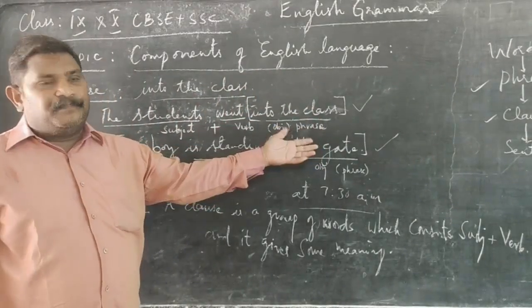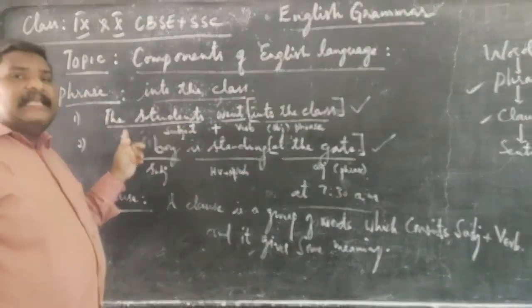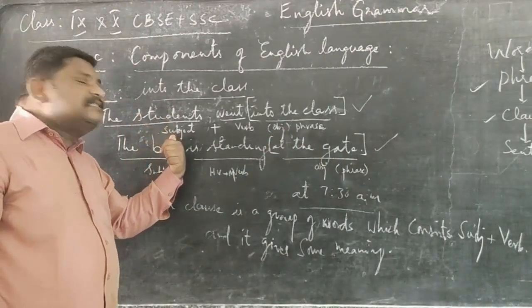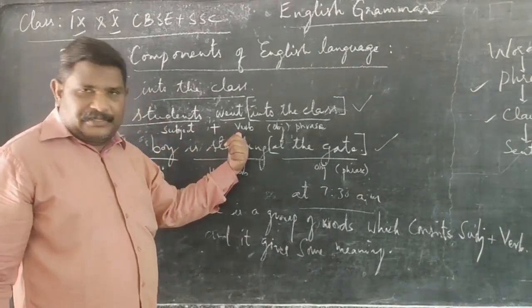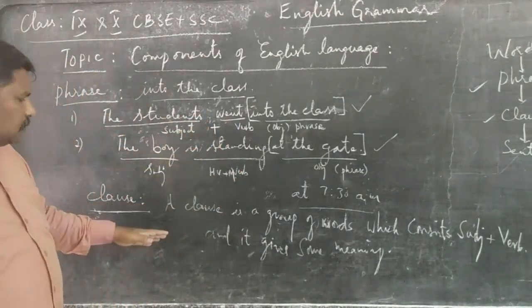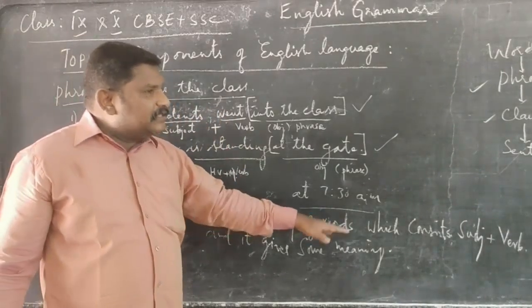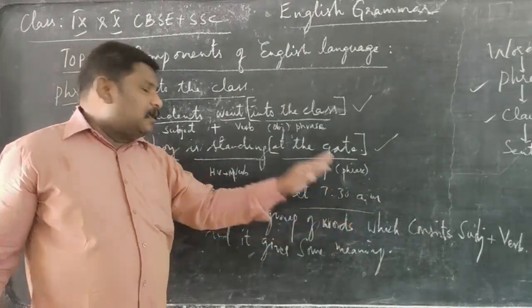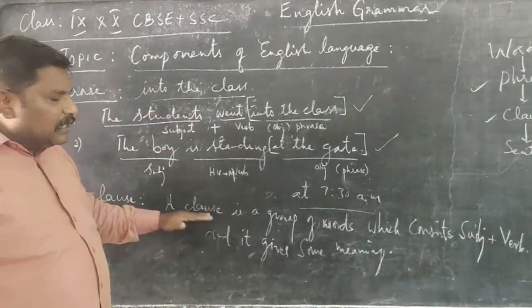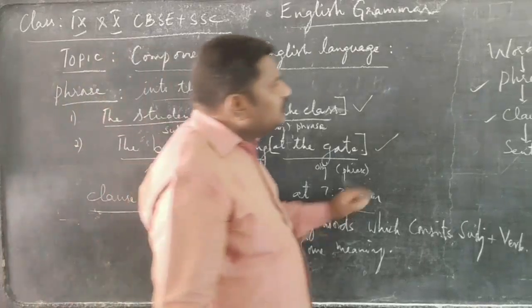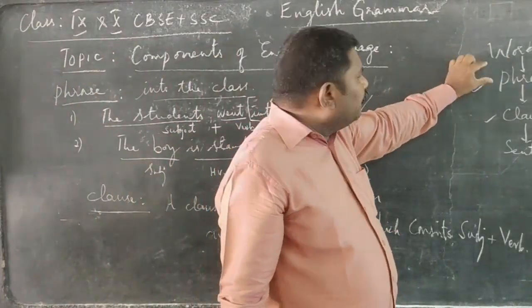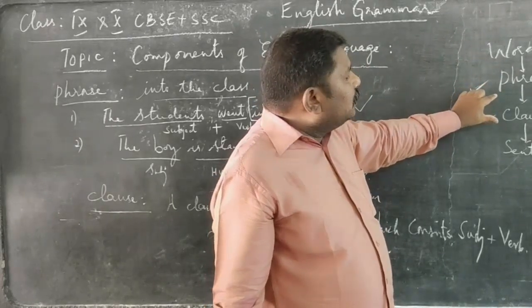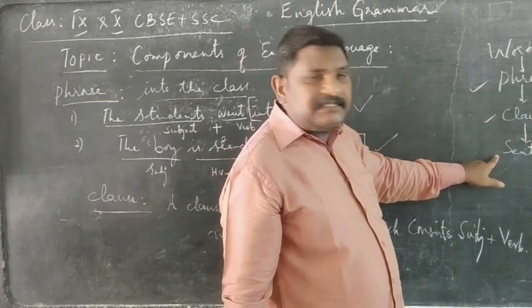It could be anything. So, the clause is again a group of words, but with a condition: it has a subject in it and a verb in it. So, a clause is a group of words which consists of subject plus verb. Therefore, it is considered to be a clause. So, in other words, a set of words will form a phrase, a set of phrases will form a clause, and a set of clauses forms a sentence.